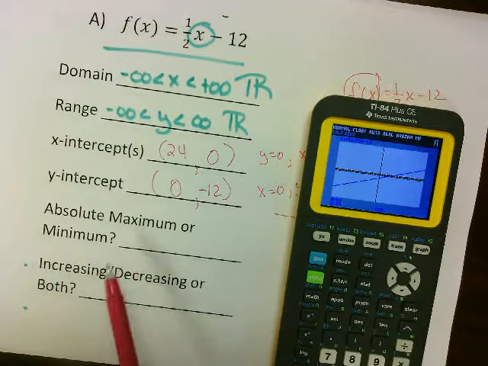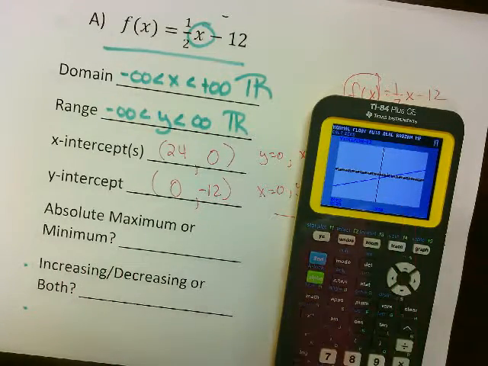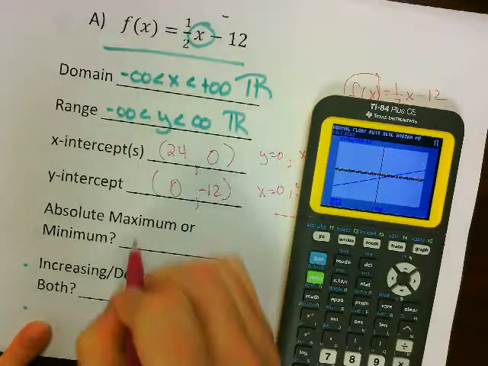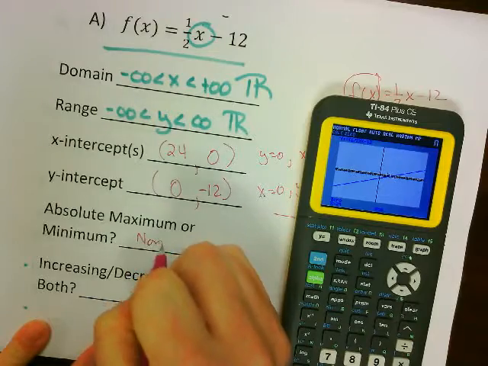So for an absolute minimum or maximum, when I think of a linear function like this one, this does not have an absolute maximum or absolute minimum, so we would say this has none.